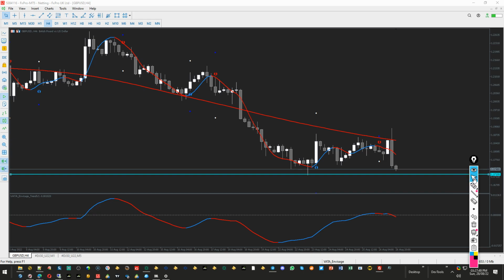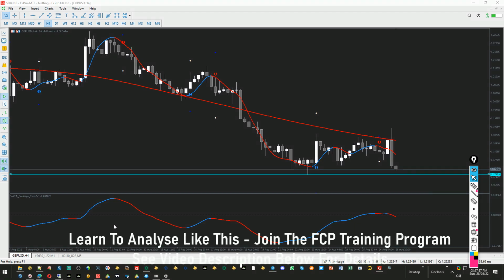So Euro USD is bearish, GBP USD is bearish, and DXY is bearish. However, you have to be careful because there can be a little bounce up on Euro USD and GBP USD, as DXY is kind of creating a double top at the moment, but it is highly likely to fail.